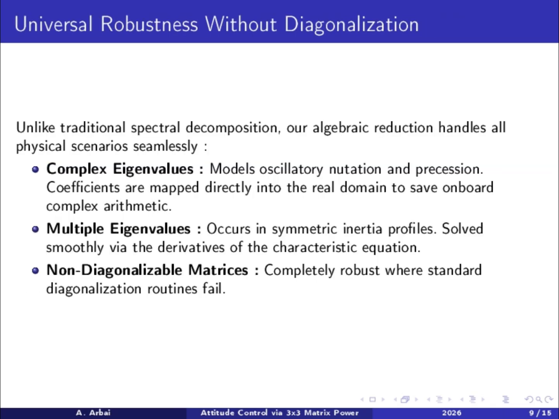Unlike traditional spectral decomposition, our algebraic reduction is universally robust. It seamlessly handles complex eigenvalues by mapping coefficients directly into the real domain, saving onboard complex arithmetic. It is also completely robust when dealing with multiple eigenvalues or non-diagonalizable matrices, where standard routines typically fail.